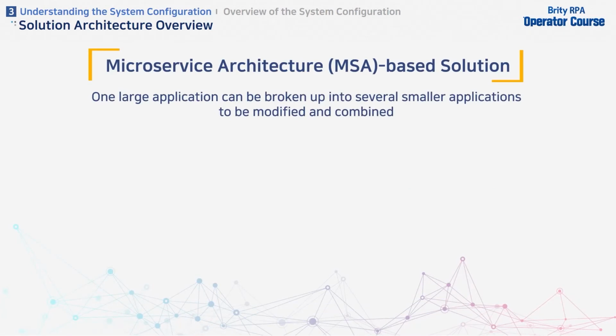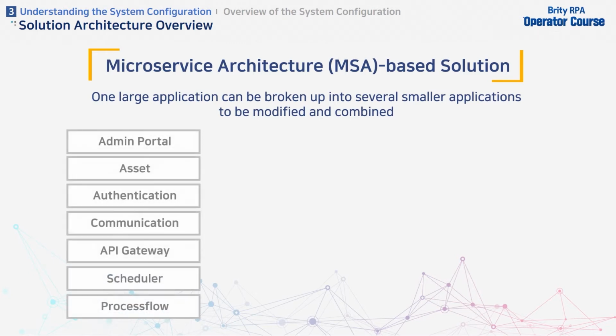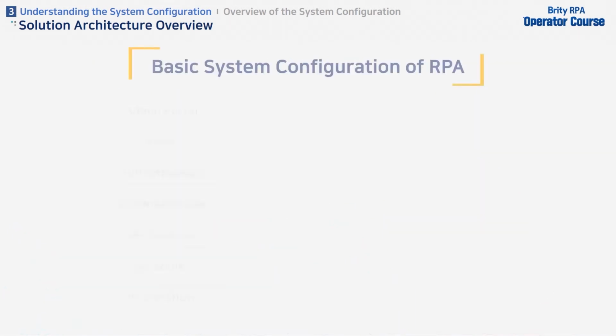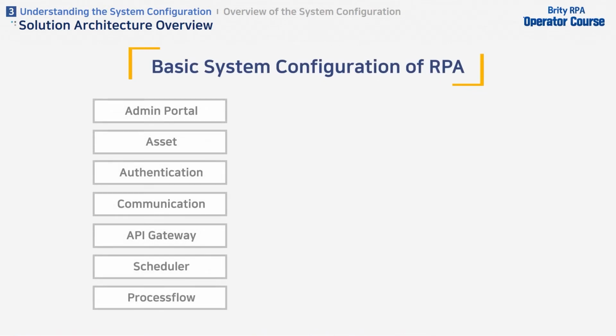RPA solution is a solution based on MSA, microservice architecture, and can break down one large application into several small applications to modify and combine them. So when the RPA is installed, a total of 7 service modules are installed by default, and each service module is linked to the defined API, performing an independent role to run the system as a whole. Let's take a quick look at each role.